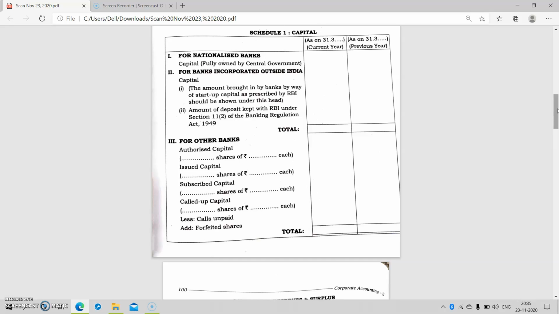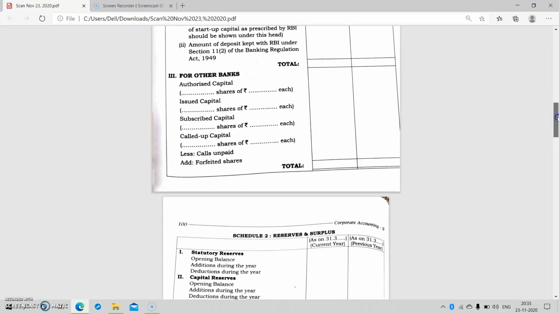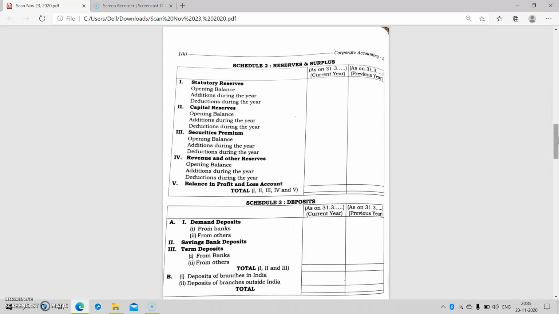Just like the share capital of any company, you might have learned the balance sheet of companies, joint stock companies, just like that you can show it. Less calls unpaid and add forfeited shares. If any calls are remaining unpaid, that should be deducted from the capital, and you can add forfeited shares if any. That is the cancelled amount. If any amount has been provided by the shareholders, that can be shown as the forfeited shares account.